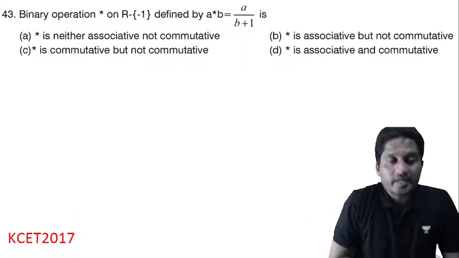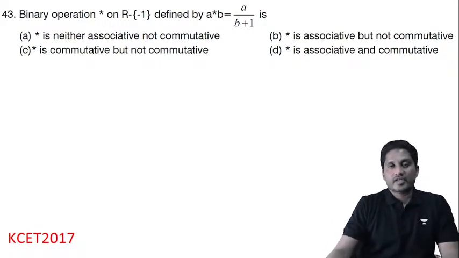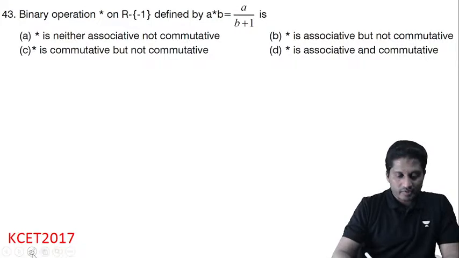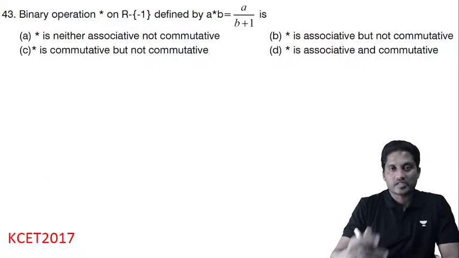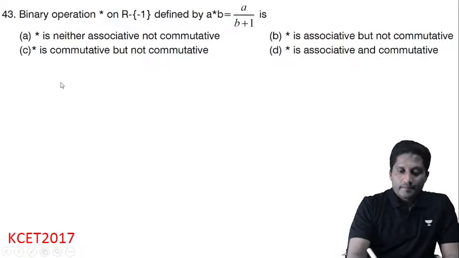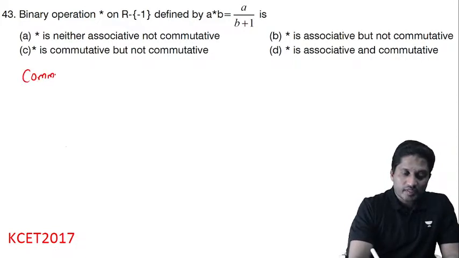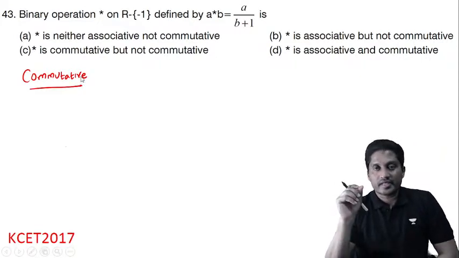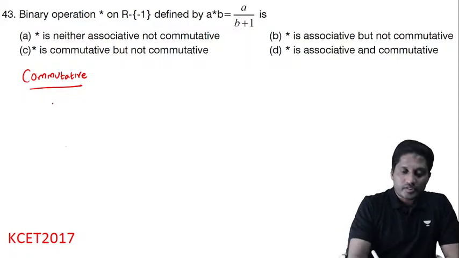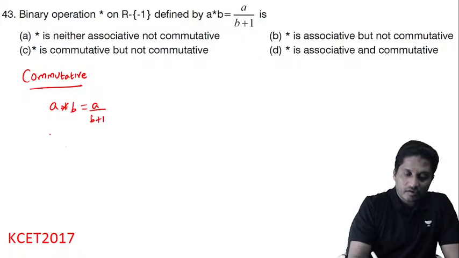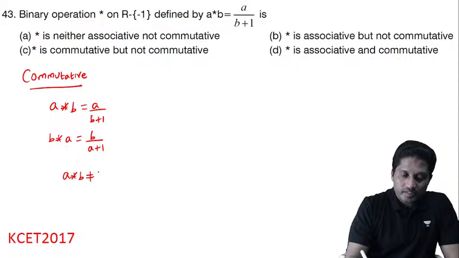Binary operation star on any real number except -1, a star b is a divided by b plus 1. Check whether it is commutative, associative. Again, this is an NCERT exercise question only, in exercise 1.4. If you check commutative, a star b should be equal to b star a, only then you say commutative, right? If it is not commutative, it is not associative. Don't waste your time. Suppose a star b is equal to a divided by b plus 1. Now if I take b star a, it is b divided by a plus 1. Both are different. So I should write a star b not equal to b star a.